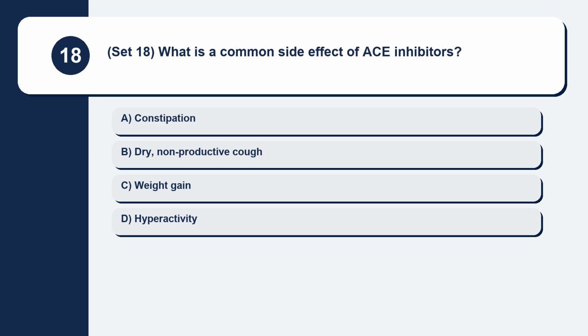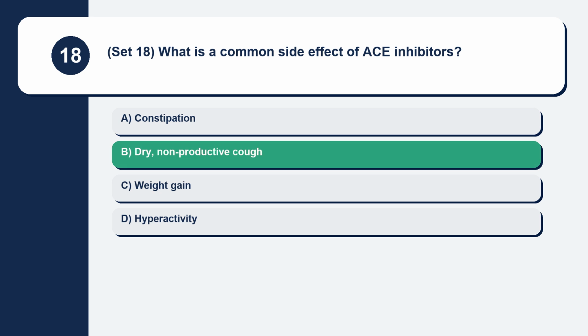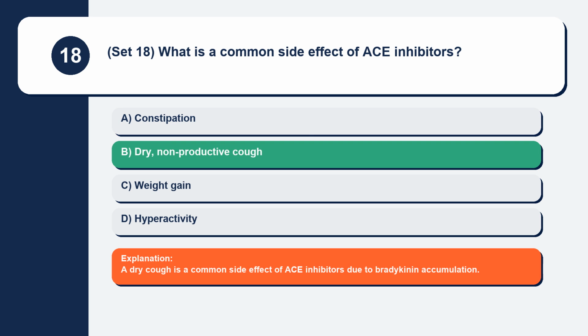Question 18. Set 18. What is a common side effect of ACE inhibitors? Constipation, dry, non-productive cough, weight gain, hyperactivity. A dry cough is a common side effect of ACE inhibitors due to bradykinin accumulation.